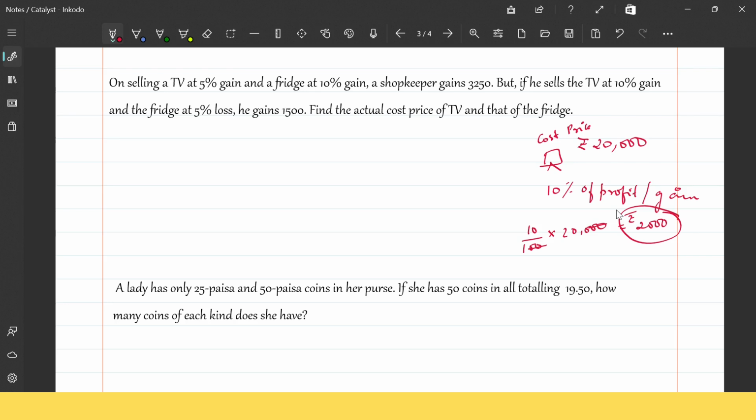What does that mean? That simply means that this TV which I purchased from any vendor, from any manufacturer at 20,000 rupees, now I am going to sell it at 22,000 rupees. Okay, so this 2,000 rupees extra that I have got, that is my profit, that is my gain. Got it? This is the concept of profit and gain.